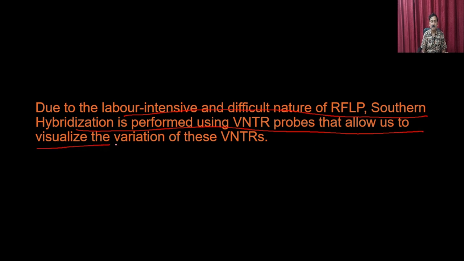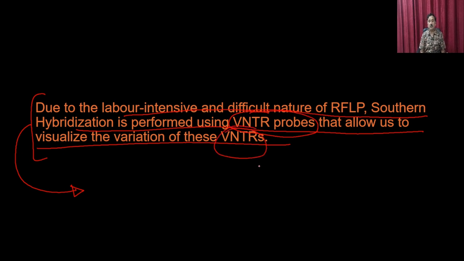Due to the labor intensive and difficult nature of RFLP, Southern hybridization is performed using a VNTR probe that allows us to visualize the variation of these VNTRs. Remember that when we were discussing Southern blotting, we said that it has multiple types of applications, and that with its help you can calculate the copy number. Similarly, if you make a VNTR probe, you can probe the presence of the VNTR on the DNA sequences, and use that information for distinguishing two individuals.